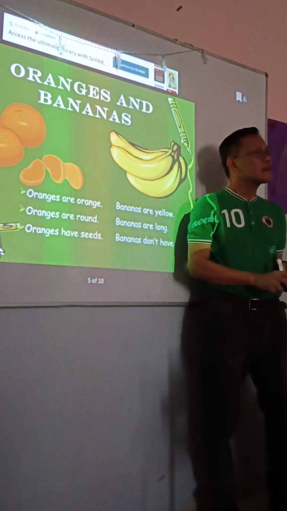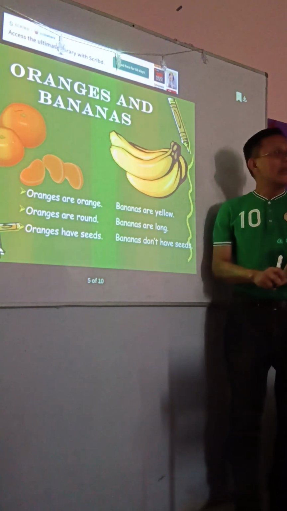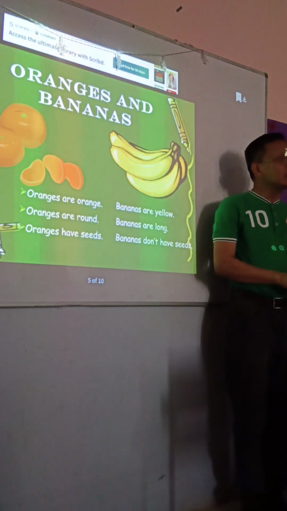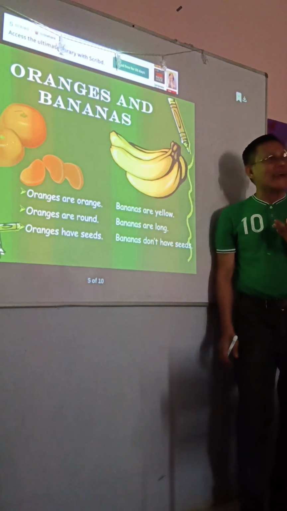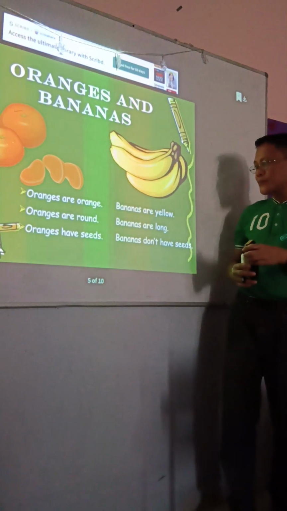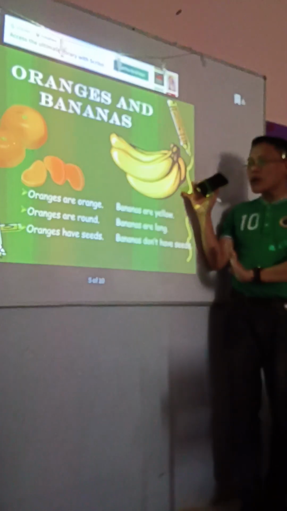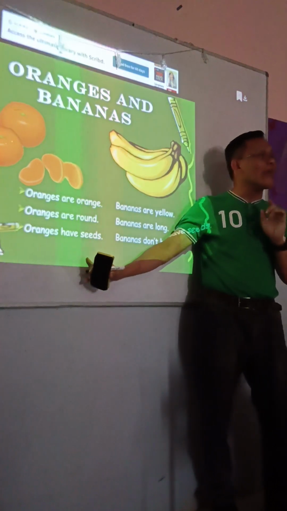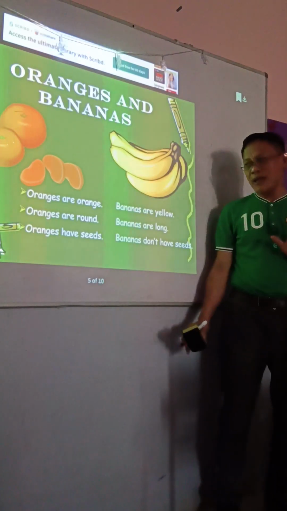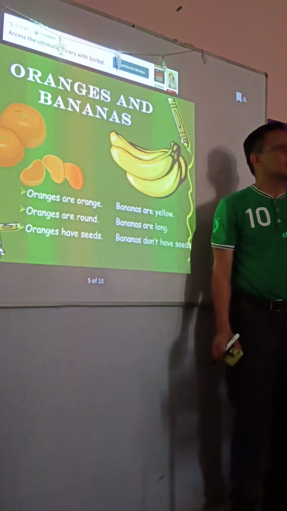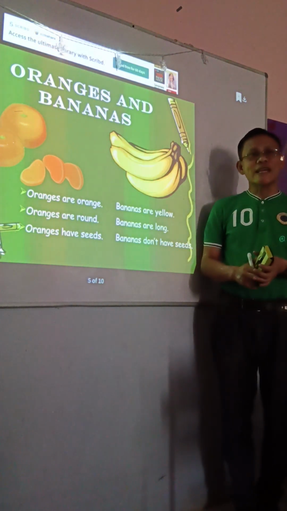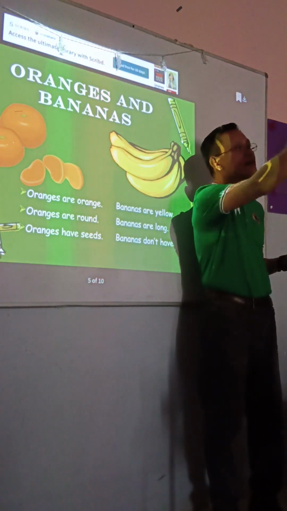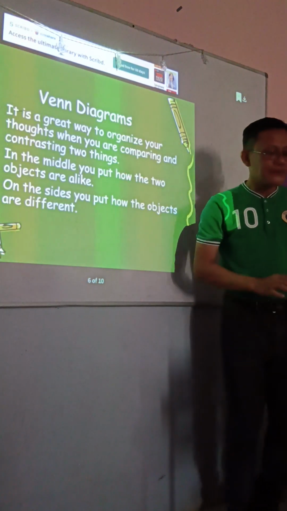Oranges have seeds, while on the other hand, bananas don't have seeds. Oranges have seeds while bananas don't have. Okay, don't have seeds. What else? Bananas are long while orange is round. Okay, they are both what? Fruits. Okay. You understand, guys? Any question? Yes? Okay, you raise your hand.